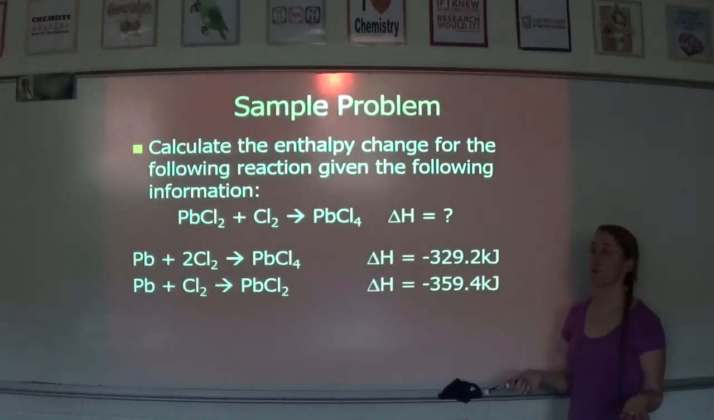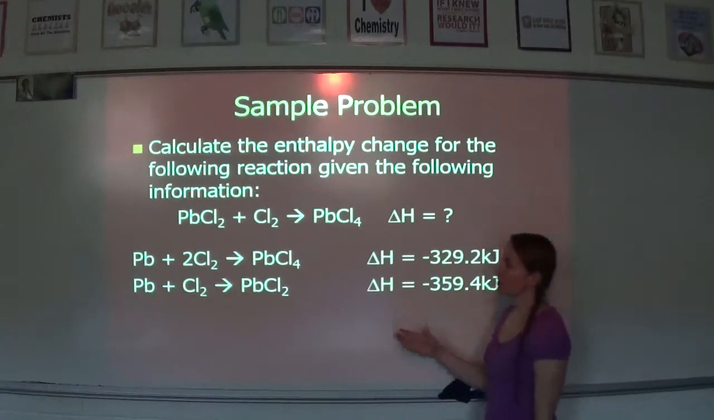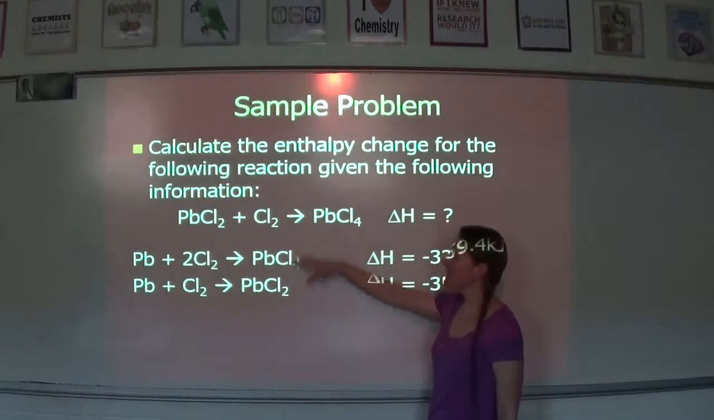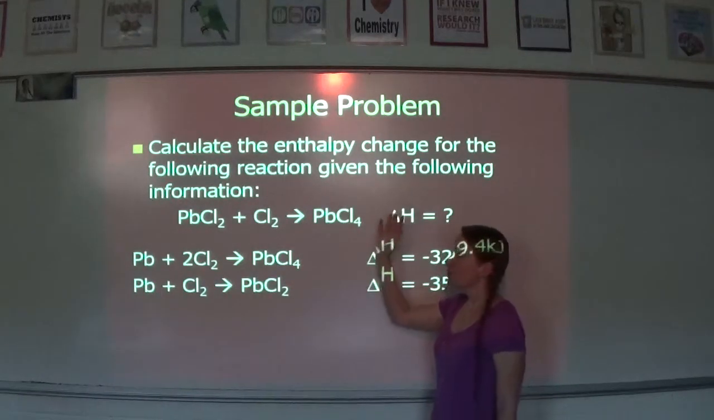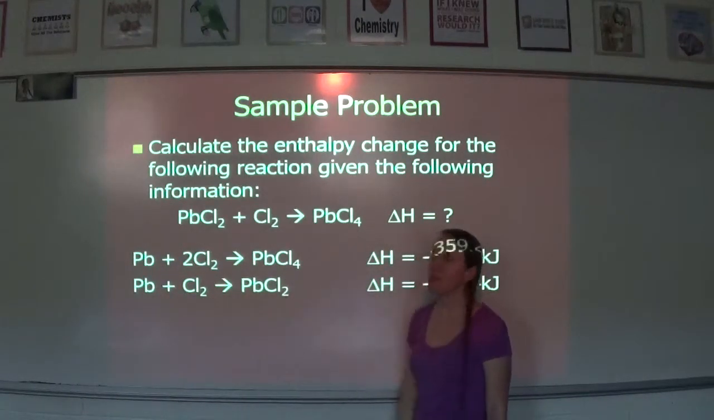So let's start out with something really, really easy. It says calculate the enthalpy change for the following reaction given the following information. So the first thing you do is look at your 2 reactions. We're trying to add these to make this reaction. So I have some Pb, I have some Cl2s, I have a PbCl4 and a PbCl2.